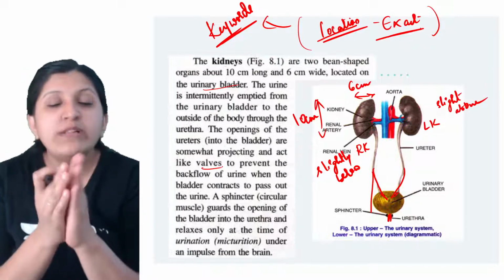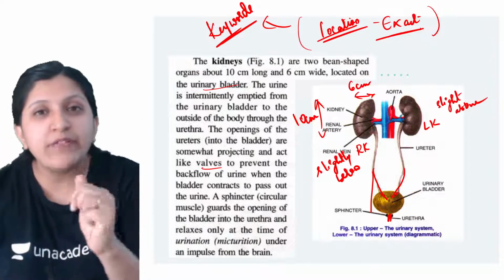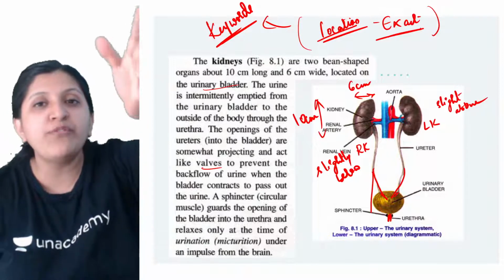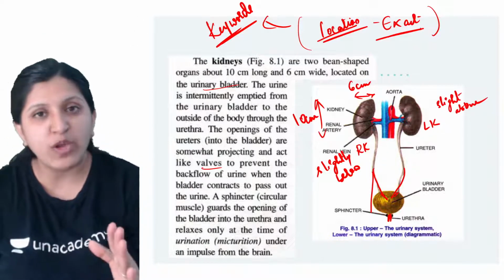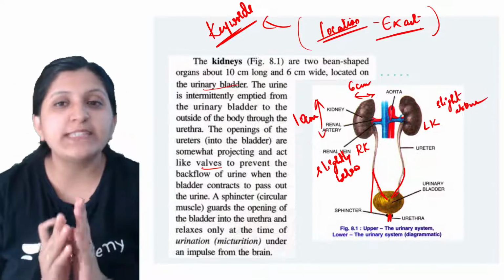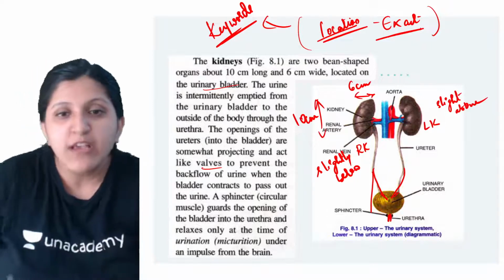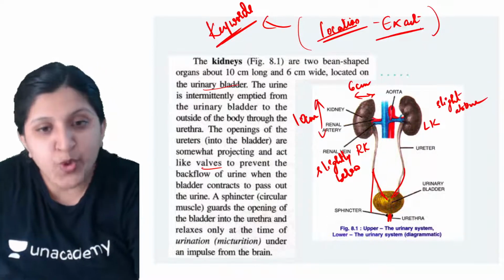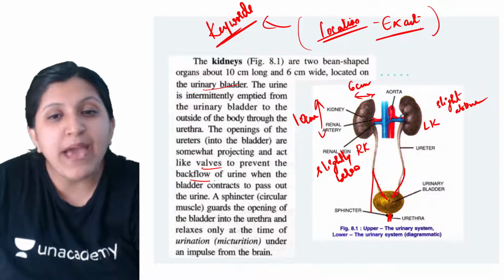Valves are basically there to prevent backflow, whenever a certain flow we do not want and we want to restrict it. It can be against gravity or towards gravity. In any of these cases, if valves are present, they regulate the flow. Now, these projecting ureters act like a wall to prevent the backflow of urine.